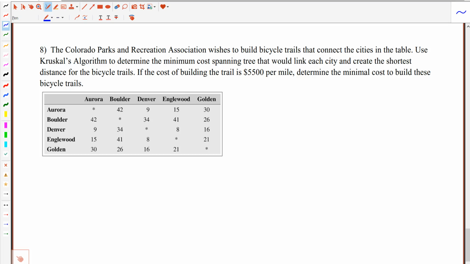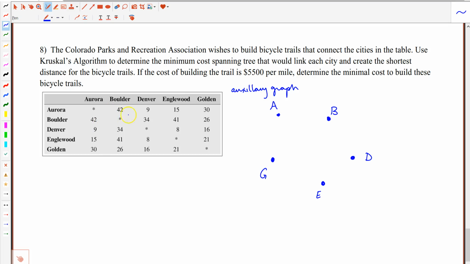Now in this case, I'm just going to go ahead and put down my different vertices. We're going to build an auxiliary graph in order to keep track of not building any circuits too early. And I'll just use the first letter of each of these cities. So this will be for Aurora. That'll be for Boulder, Denver, Inglewood, and Golden.